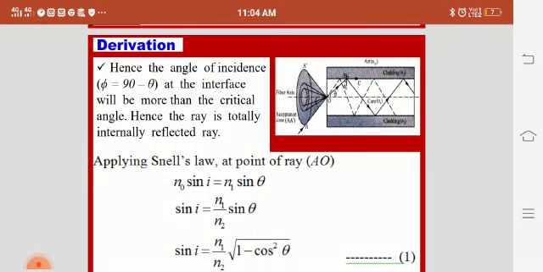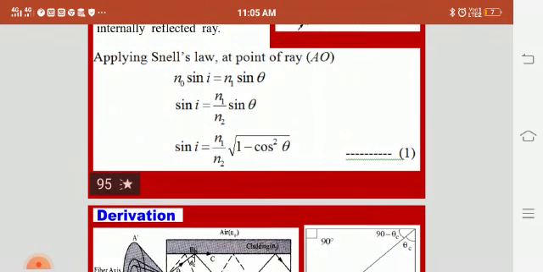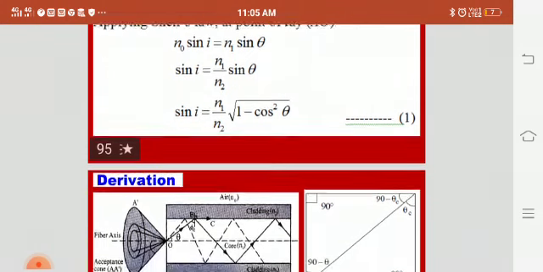And applying Snell's law at point O, that is outer layer to interface, N0 sin I is equal to N1 sin theta. So sin I is equal to N1 by N0 sin theta. So sin I is taken as N1 by N0 into square root of 1 minus cos square theta. Here we have applied the formula sin square theta plus cos square theta is equal to 1.